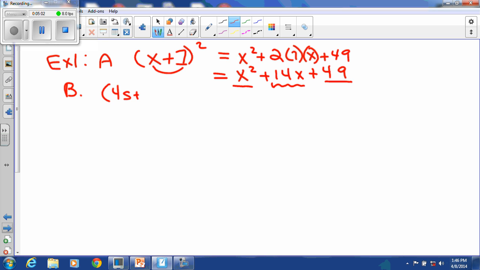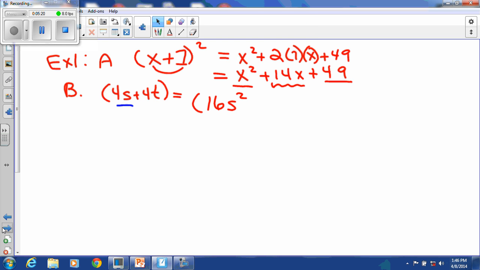We can do the same thing with other variables. In this example, we have 4s plus 3t squared. We're going to square that first term. The first term is 4s. When you square 4s, you get 4s times 4s, which is 16s squared.